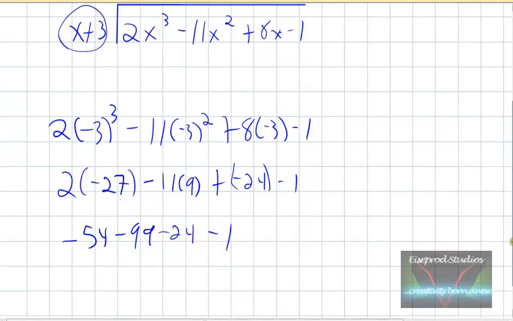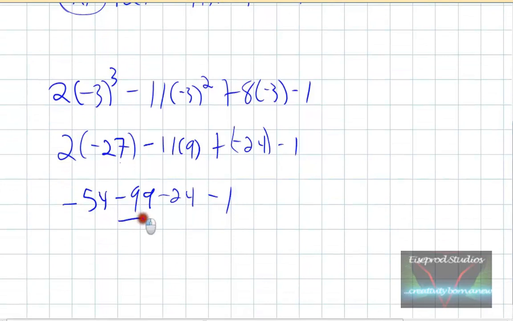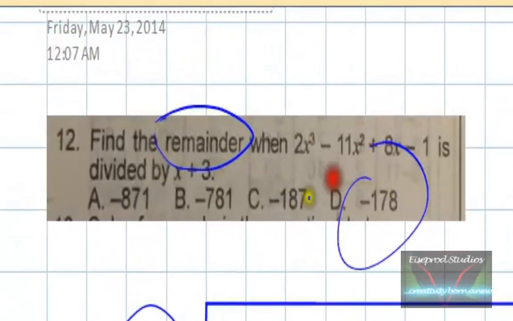And then so to do quick math, negative 99 and negative 1 will make negative 100. And negative 54 and negative 24 will make negative 78. So now we have negative 178, and that's your remainder. And that is option D.